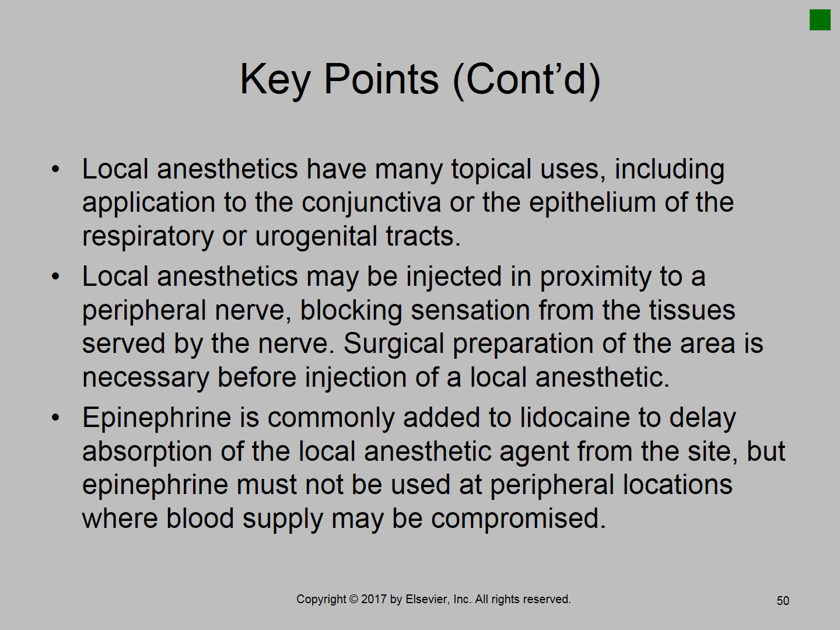Local anesthetics have many topical uses, including application to the conjunctiva or the epithelium of the respiratory or urogenital tracts. Local anesthetics may be injected in proximity to a peripheral nerve, blocking sensation from the tissue served by the nerve. Surgical preparation of the area is necessary. It's very, very, very necessary before injection of a local anesthetic. It's got to be clean. People don't inject stuff in there and get it all abscessed.